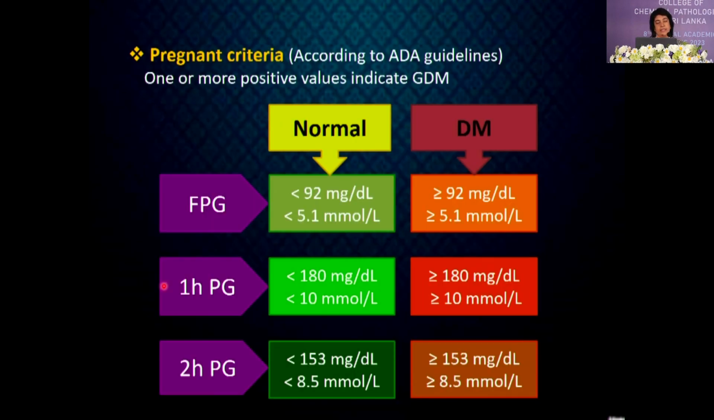This is the criteria for gestational diabetes mellitus. Here the cutoff values are different. The fasting is 92, 1 hour 180, and 2 hours 153. To diagnose gestational diabetes, one or more values should be above the cutoff.